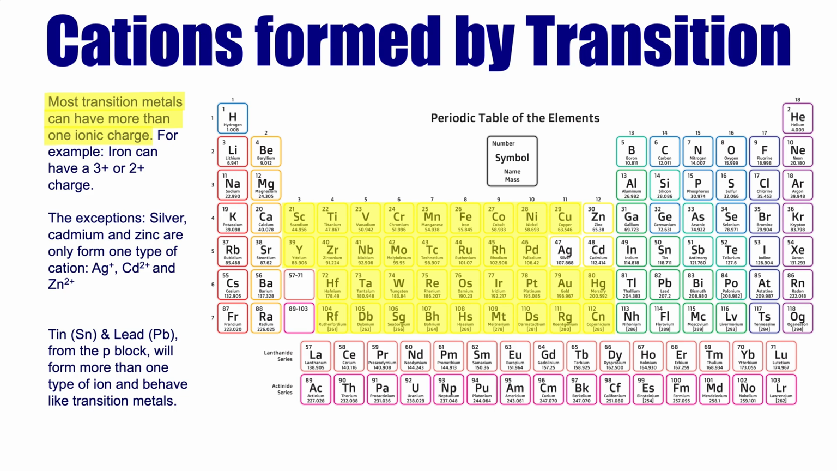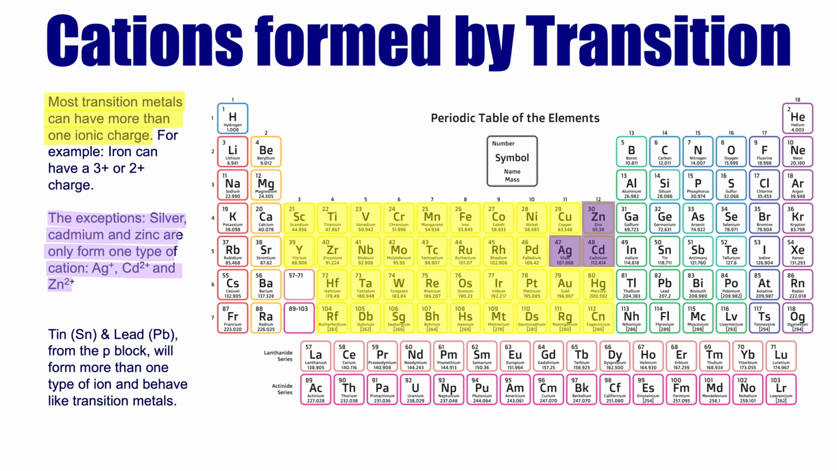You don't need to have all the different charges that each element can form memorized, but you do need to know that the transition metals that are highlighted can form more than one charge if they form an ion. There are 3 exceptions in the d block: silver, cadmium, and zinc. Even though they are transition metals, they always form the same specific ion. Silver will always lose 1 electron and take on a charge of positive 1. Cadmium and zinc will always lose 2 electrons to take on a charge of positive 2.